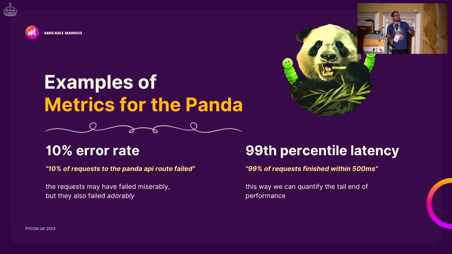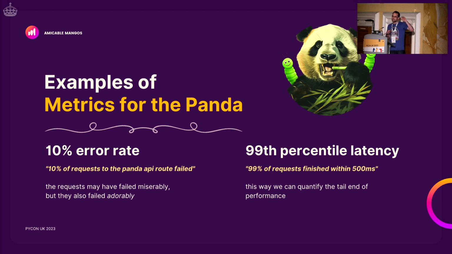On the right-hand side, you'll see percentile of latency. So this is also considered a golden signal, the latency, i.e. how long something took to complete. And when we talk about something like the 99th percentile of latency, that would mean that 99% of requests to the Panda API finished within, say, 500 milliseconds, so half a second.